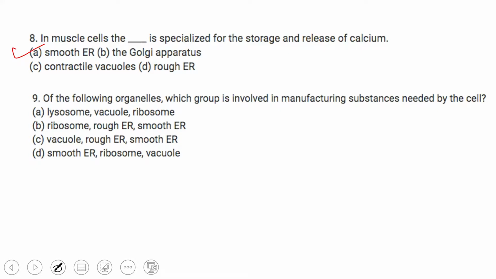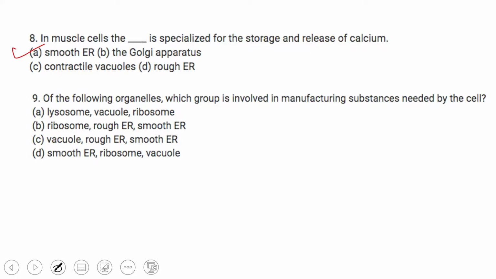When the cell has depleted calcium levels, certain channels open in the membrane of the smooth endoplasmic reticulum and the calcium comes from the lumen of the smooth endoplasmic reticulum into the cell. And when there is an excess of calcium in the cell, these channels again open reversibly and the calcium from the cell enters the smooth endoplasmic reticulum.